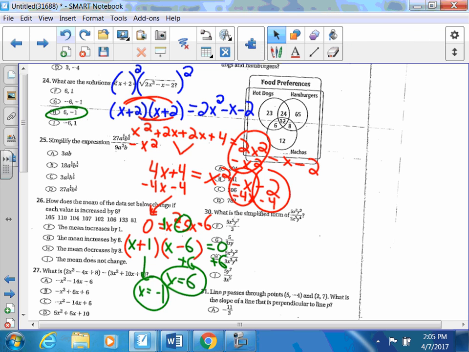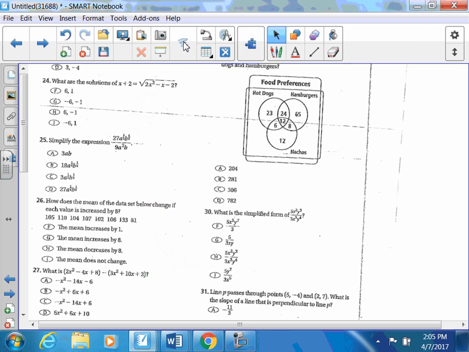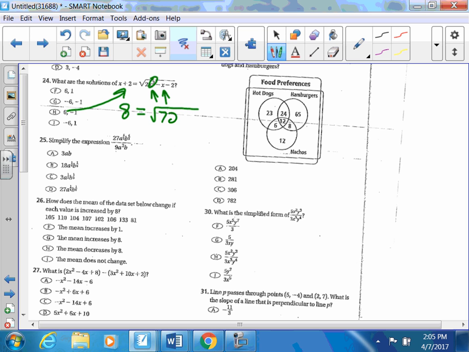Now, another way we could have done it is we could have actually just plugged in those numbers. If we plugged in 6 right here, 6 plus 2 is 8. Plugged in 6 right here and here. The square root of, let's see, 6 squared is 36. 2 times 36 is 72. Then plug in 6 for x here. You get minus 6 and then minus 2.